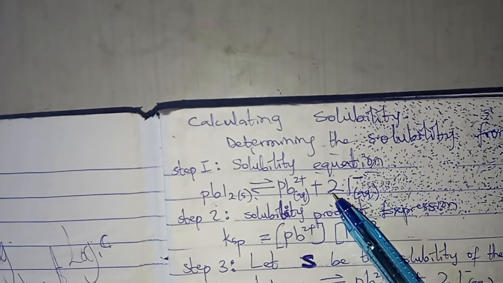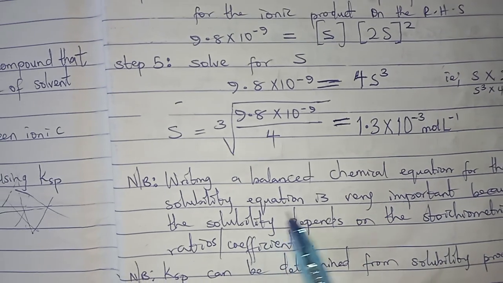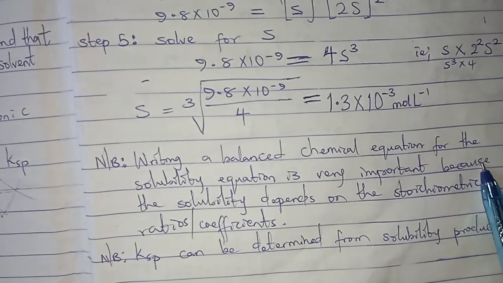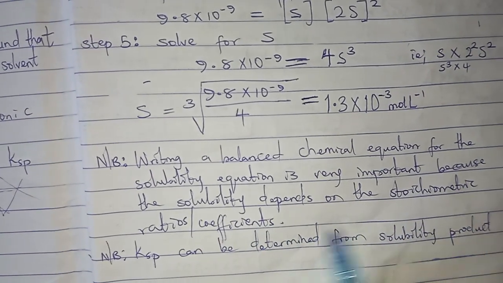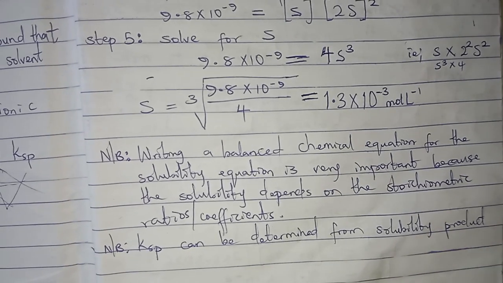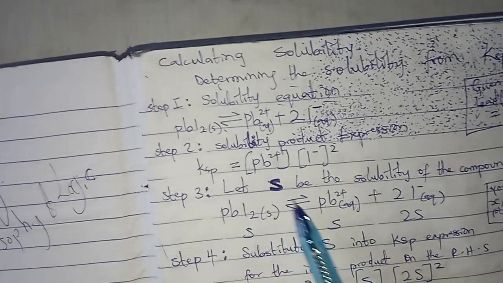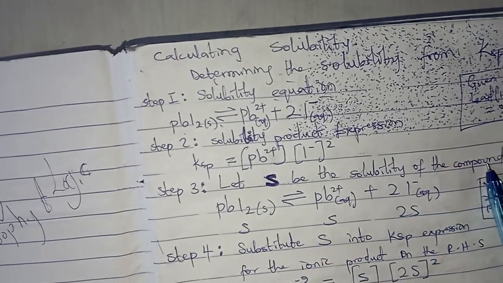Notice that it has to be balanced. So I said here, writing a balanced chemical equation for the solubility equation is very important, because the solubility depends on the stoichiometric ratios or coefficients. KSP can be determined from solubility products. So notice that in this case, I said let S be the solubility of the compound.